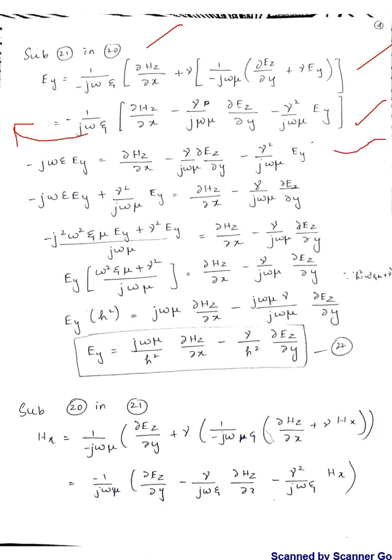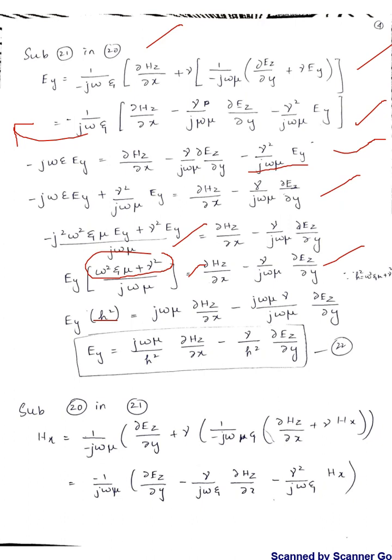And after that I'm going to bring this Ey term, which has gamma square by j omega mu, to the left hand side. And after that what I'm going to do here is take the LCM. After taking the LCM, I'm going to take this Ey term alone as common, and the right hand side will follow as it is. And after that, we all know that instead of this omega square mu epsilon plus gamma square, I can replace it as h square.